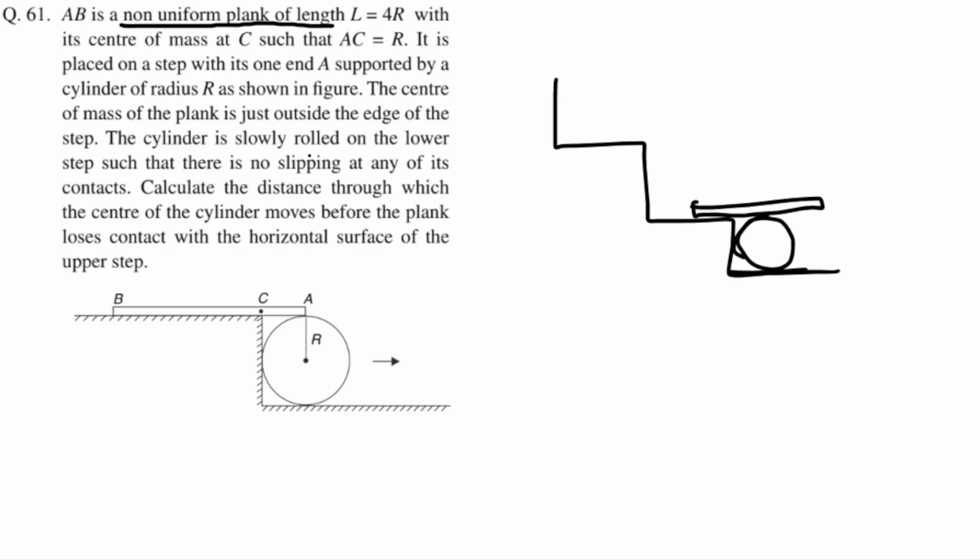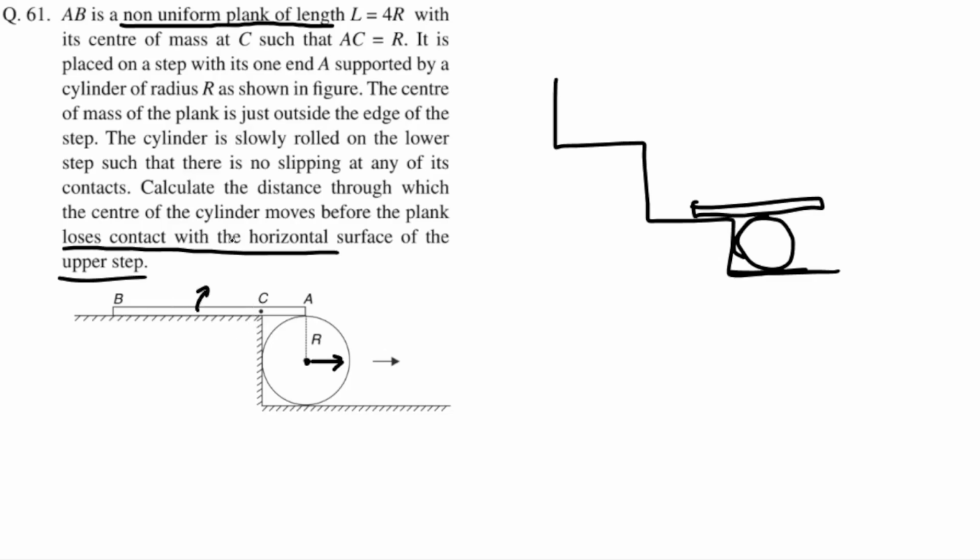Okay, the cylinder is slowly rolled on the lower step such that there is no slipping at any of its contact. So this plank won't slip on the surface of cylinder. Calculate the distance through which center of cylinder moves before the plank loses contact with the horizontal surface of the upper step. So हमें ये बताना है कि डिस्टेंस थ्रू विच सेंटर ऑफ सिलेंडर मूव्स, ये सेंटर कितने डिस्टेंस से आगे की तरफ जाएगा बाय द टाइम दिस प्लैंक विल लूज कॉन्टैक्ट विद द सर्फेस.